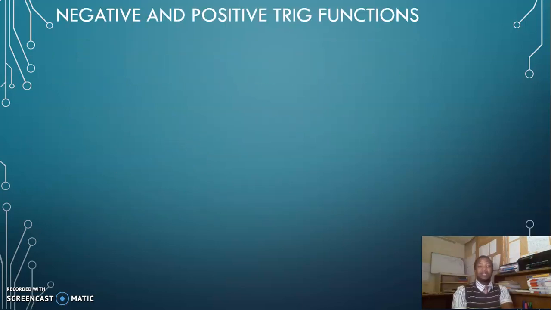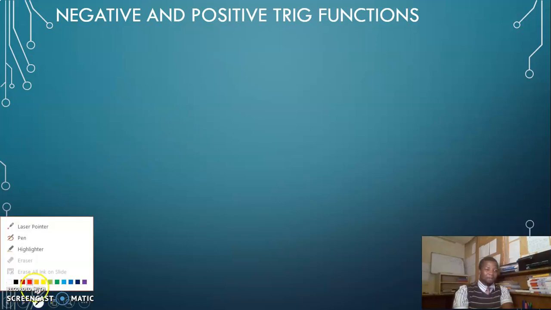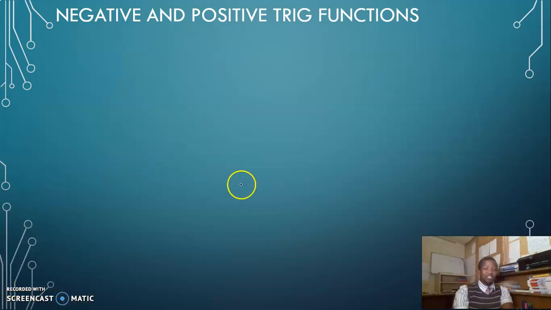All right, ladies and gentlemen, in order to understand the CAST diagram, you need to be able to appreciate the negative and positive trig functions. Trigonometric functions can be negative and they can also be positive depending on where they are. In order to appreciate this idea, let us go back to the CAST diagram that we did. Now the CAST diagram is something that stands like this.